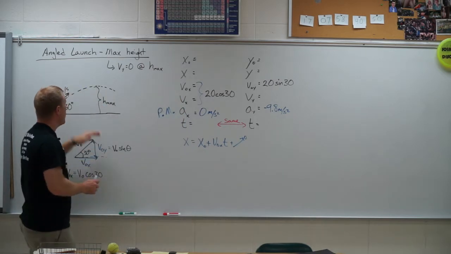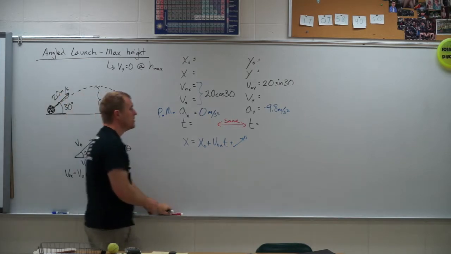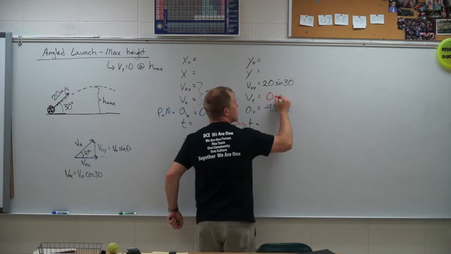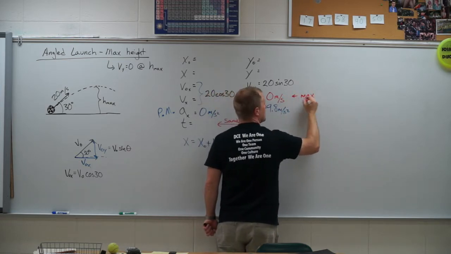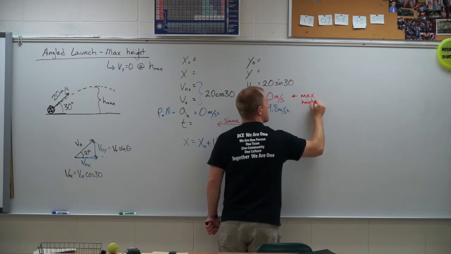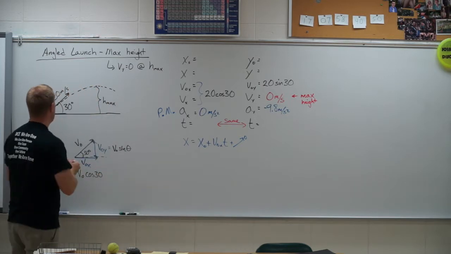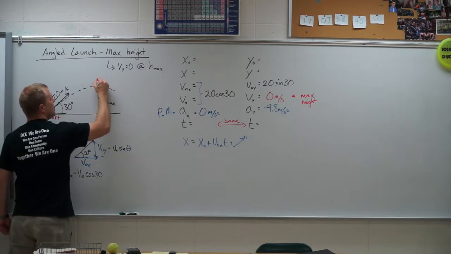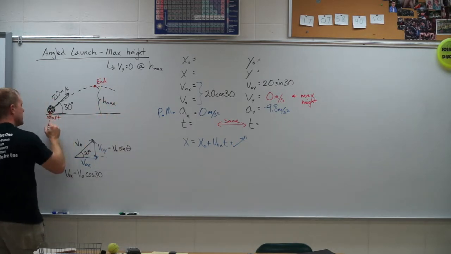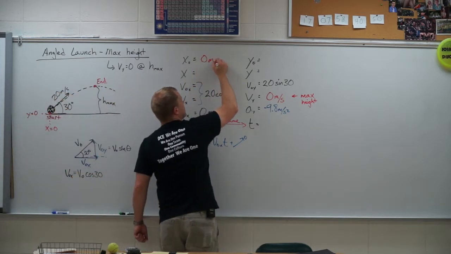All right, what else do we know? Well, I'm trying to find max height. So max height tells me that this value is 0 meters per second for the final velocity in the y direction because it's a max height problem. Okay. The other thing we have to do is we have to choose our coordinate system. So where should I choose based on the information I'm given? So this is where I start. This is where I end. So I'm going to choose the leftmost point as x equals 0 and the lowest point as y equals 0. There we go. So it starts at 0, 0.